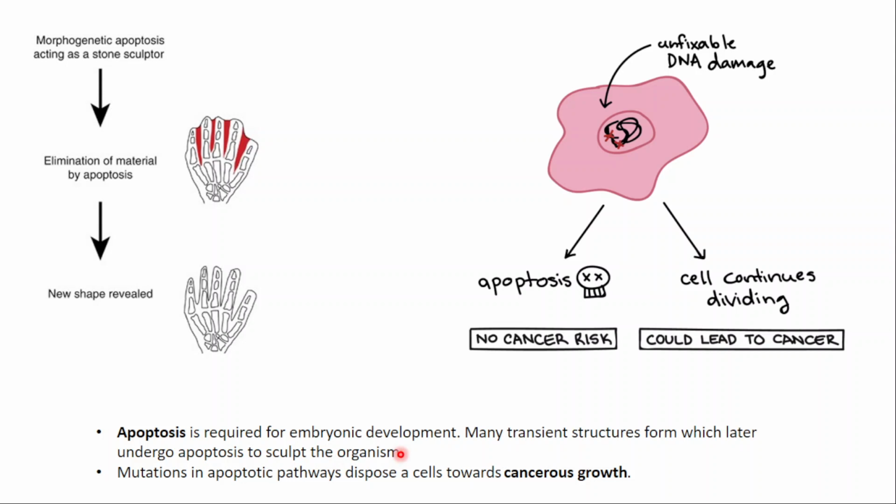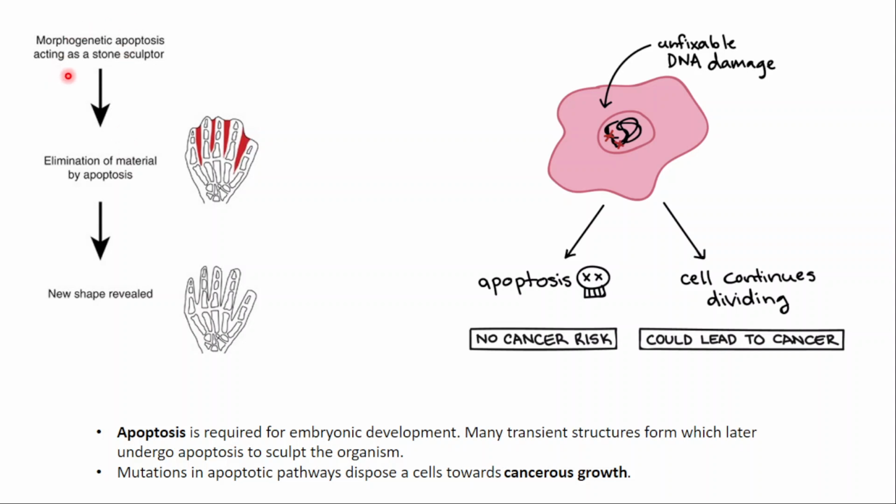Apoptosis is very important for the development of the animal because many transient structures appear in the embryo which are not present in the adult. The function of these structures is to act as a scaffold or a transient signaling center which can later undergo cell death and sculpt the organism. The simplest example would be the interdigital mesenchyme which we have when we are forming our hands and digits.